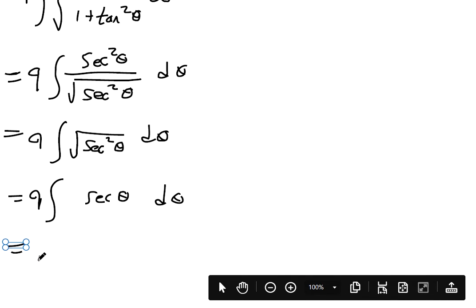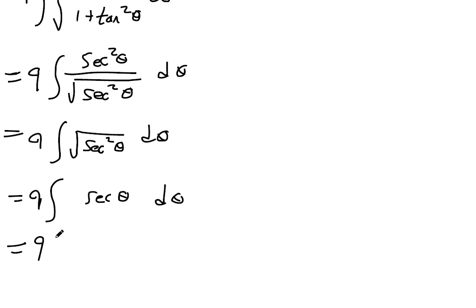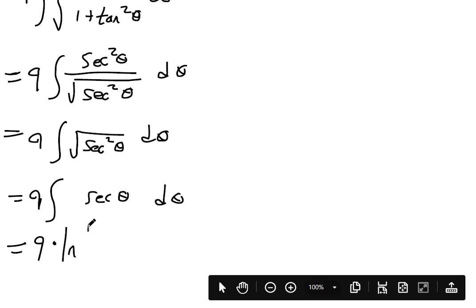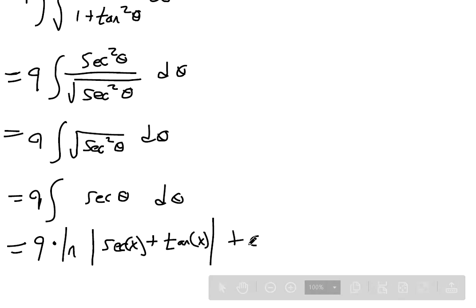This is kind of a tricky part too. This is an antiderivative that's not often memorized. The antiderivative of secant x, it can be proven, is the natural log of the absolute value of secant x plus tangent x, and then plus that arbitrary constant c, because we have an indefinite integral. So that's our antiderivative.